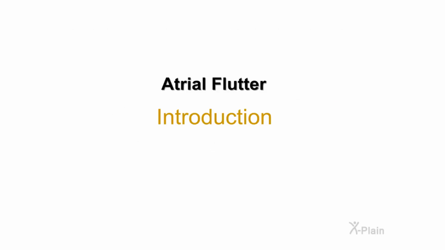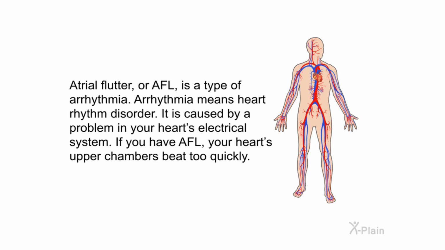Atrial flutter. Introduction. Atrial flutter, or AFL, is a type of arrhythmia. Arrhythmia means heart rhythm disorder. It is caused by a problem in your heart's electrical system. If you have AFL, your heart's upper chambers beat too quickly.